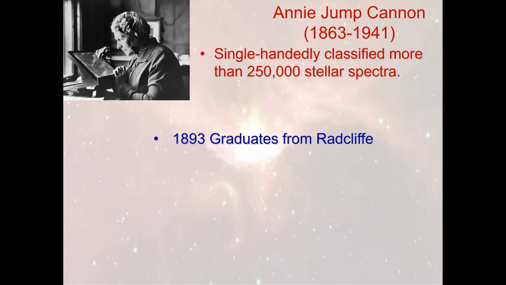For example, Annie Jump Cannon is recognized as having single-handedly classified more than 250,000 stellar spectra, meaning looking at these images and understanding more about stars. And remember, the stellar spectra are those lines that indicate different elements coming from the star.